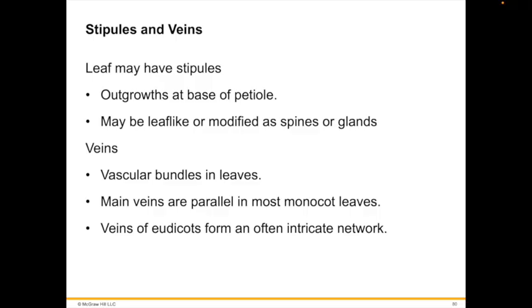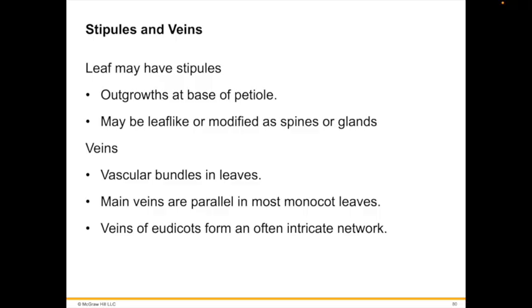In addition, leaves may have a pair of stipules, which are outgrowths at the base of the petiole. The stipules may be leaf-like or modified as spines, as in the black locust, or glands, and vary considerably in size from microscopic to almost half the size of the leaf blade.